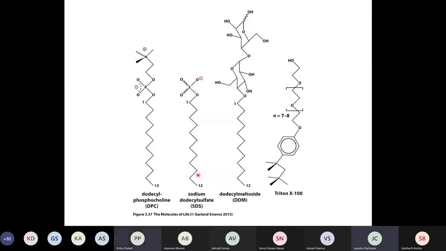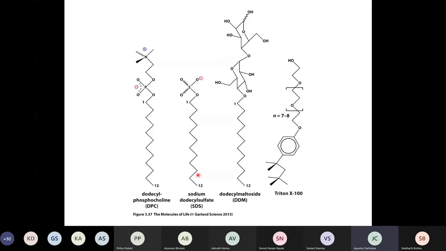Something that you will also use in your practice. It's used to dissolve the membranes. Which one is used to dissolve the membrane? Sodium dodecyl sulfate is used to destroy the membranes. Yeah, you can use sodium dodecyl sulfate to destroy the membrane, certainly.